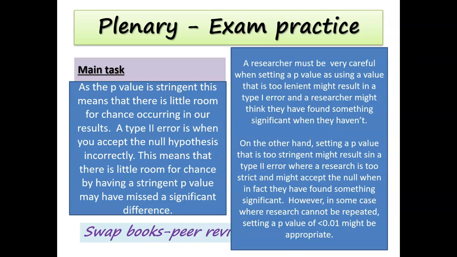Second question: a researcher must be very careful when setting a p-value, as using a value that is too lenient might result in a type 1 error, and a researcher might think that they have found something significant when they haven't. On the other hand, setting a p-value that is too stringent might result in a type 2 error, where a researcher is too strict and might accept the null when in fact they have found something significant. However, in some cases where research cannot be repeated, setting a p-value of 0.01 might be appropriate. Okay, so compare your answers, green pen, or add any points you might have missed out on. But that's the importance of understanding what a type 1 and a type 2 error is.